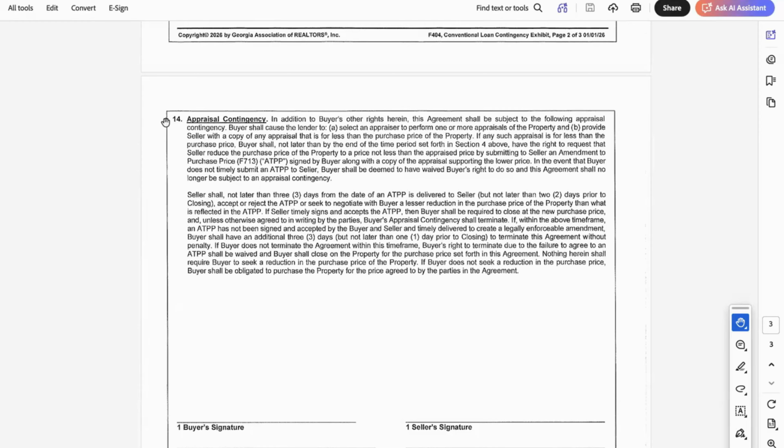If no agreement is reached, buyer has 3 additional days, but no later than 1 day before closing, to terminate without penalty. If buyer does not terminate, buyer must close at the original price. Important clarification, buyer is not required to seek reduction. If buyer does nothing, buyer must close at contract price.